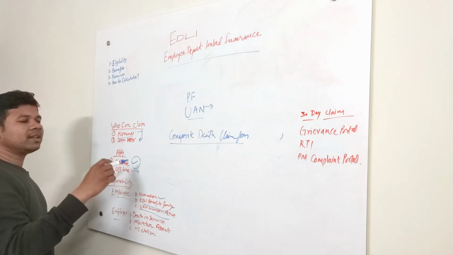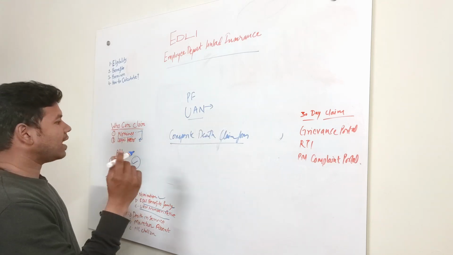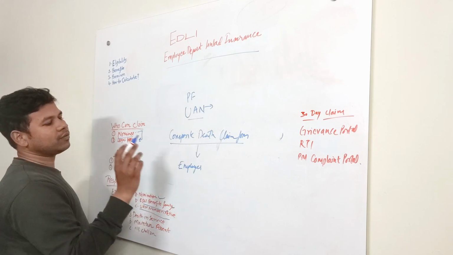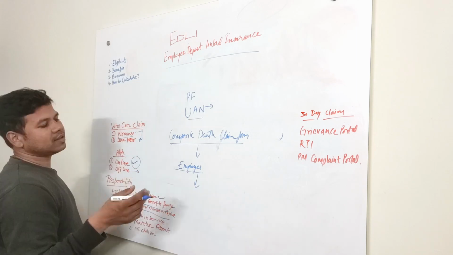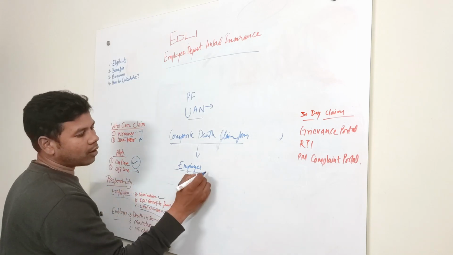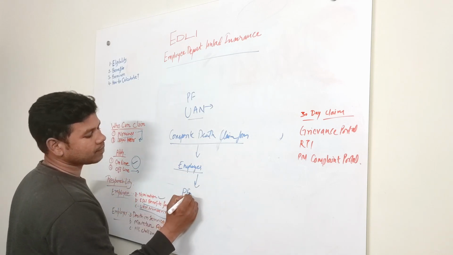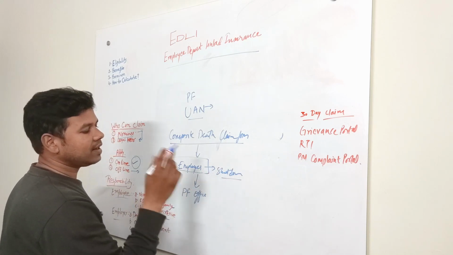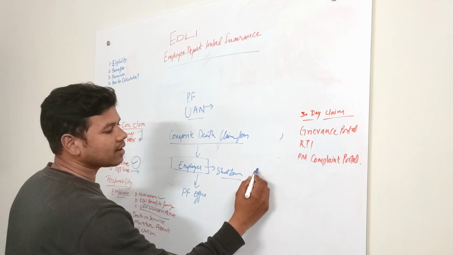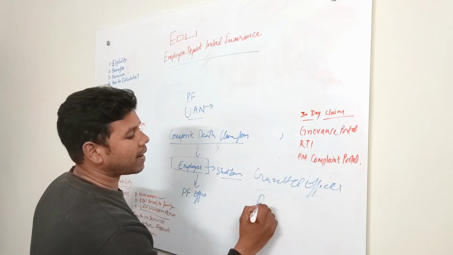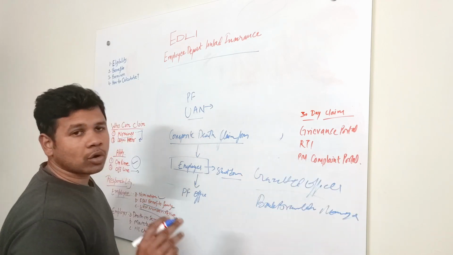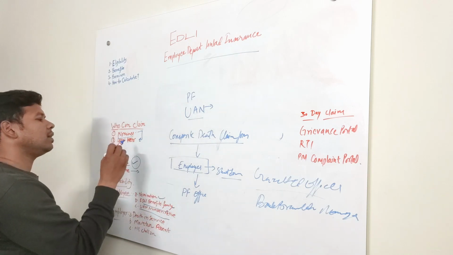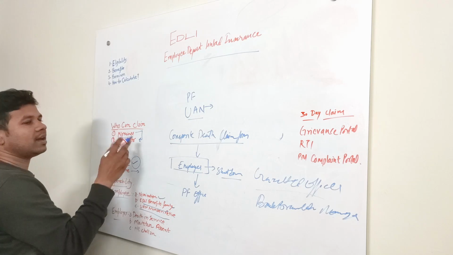In the offline method, there is a composite death claim form which has to be filled by the legal heir, and the legal heir has to get that form attested by the employer, and then submit that form to the PF office. In case the employer has shut down the company, then the legal heir has to go to a gazetted officer or a bank branch manager, who normally do not attest so easily. So the best thing is you should nominate someone as your nominee.